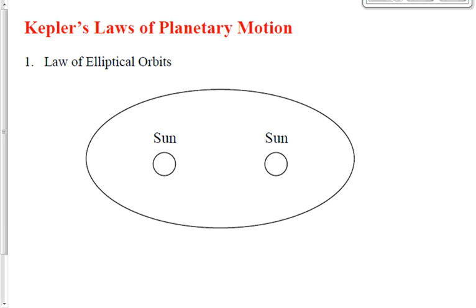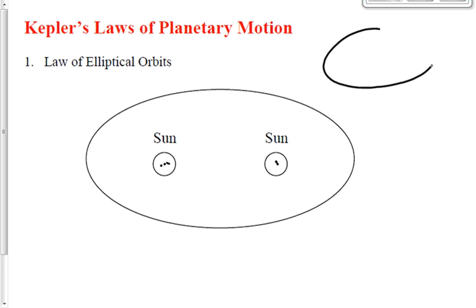Why do we have two suns drawn there? Well, because the rest of the law of elliptical orbits says not only does the Earth revolve around the sun in an elliptical orbit, but that the sun is at one of the focal points of that ellipse. An ellipse has two focal points, right here and right here. The Earth is going to revolve around the sun, and the sun has got to be at one of those focal points.